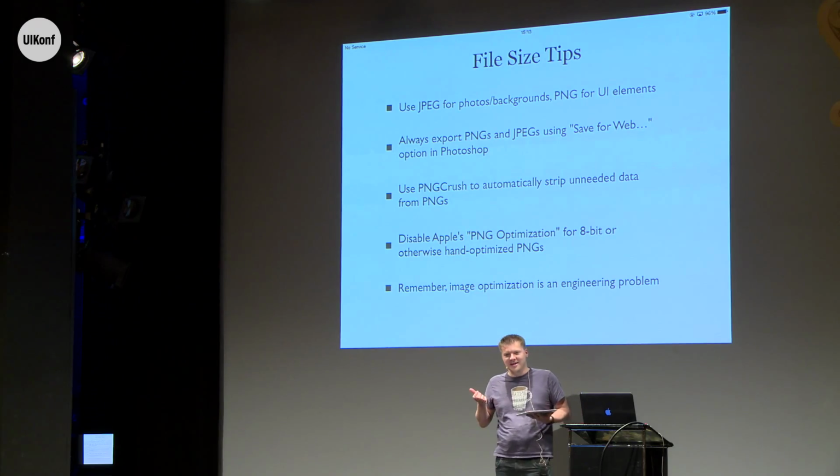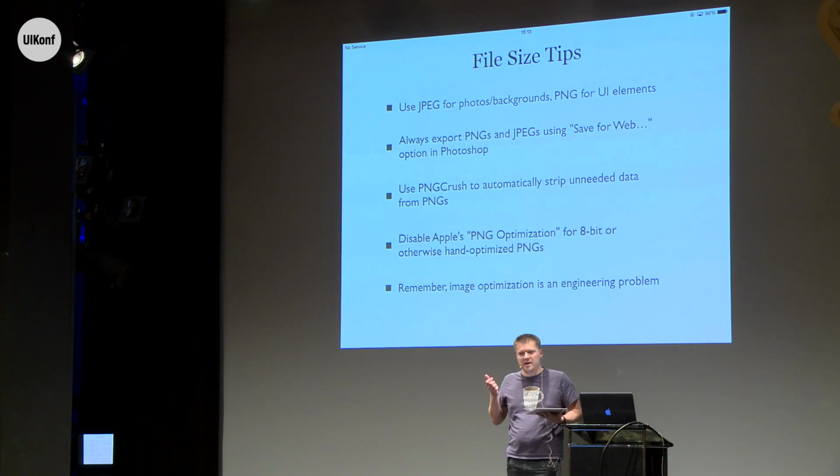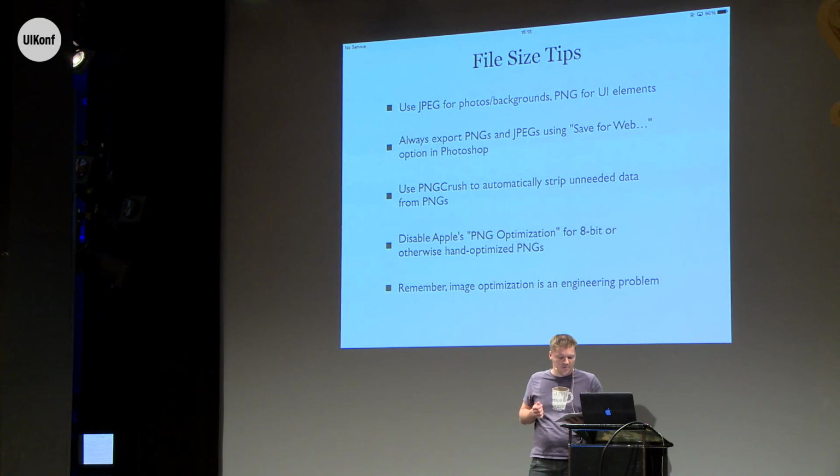And more of a philosophical point here, but I feel that image optimization is really an engineering problem. I think a lot of people treat it as a creative design problem. You let the designer give you a folder full of images to put in the app and you don't really think about it. Don't do that. In my general experience, designers are not concerned about the size of the files they're giving you, only the quality. So you can probably make them a lot smaller and significantly reduce the size of your app without any loss of quality if you just apply some of these techniques.